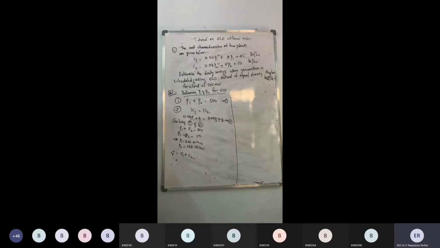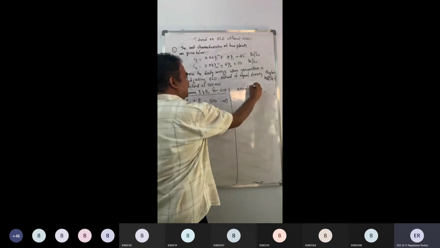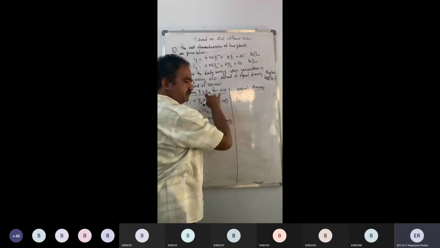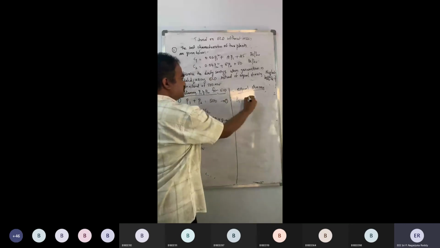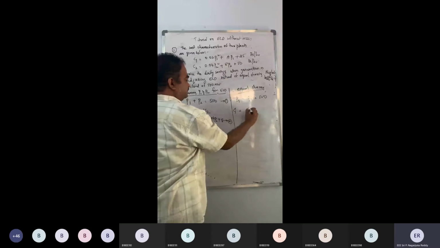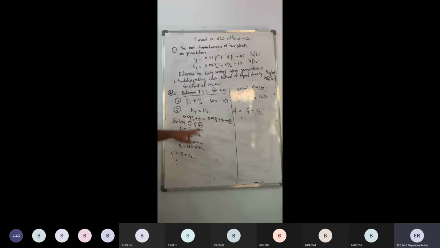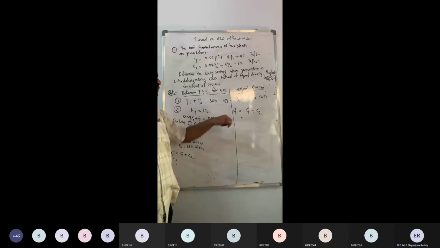This is ELD. And equal sharing is the other case. We don't need to solve all these things. We can directly share the load equally. Total load is 500, so P1 is equal to P2 is equal to 250. Here also you compute C. Substitute P1 and P2 and evaluate.